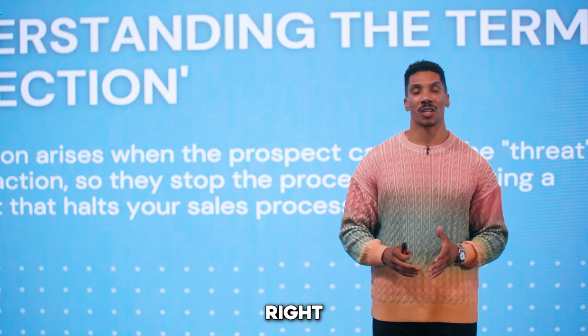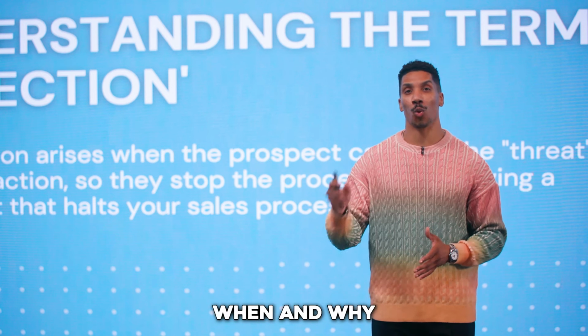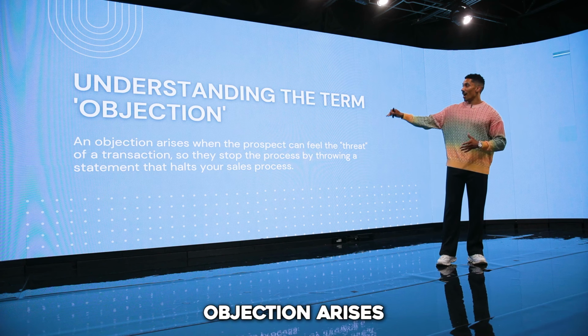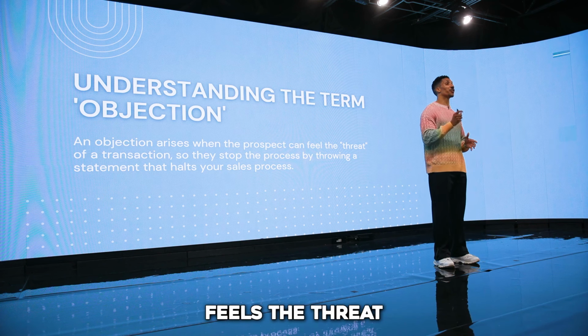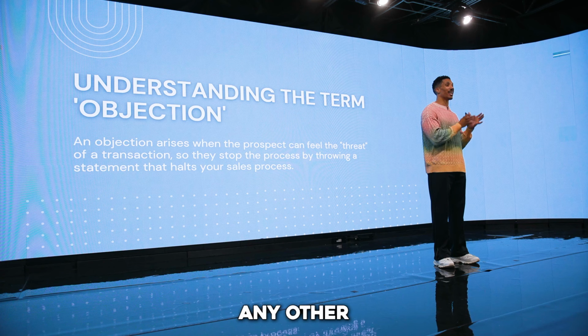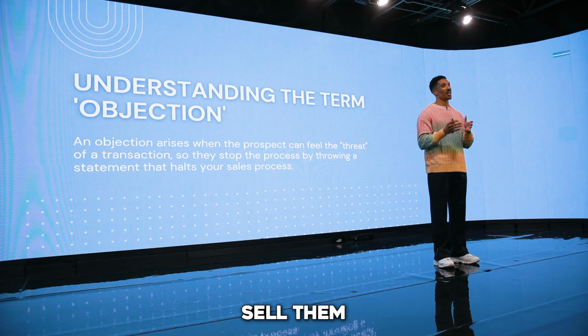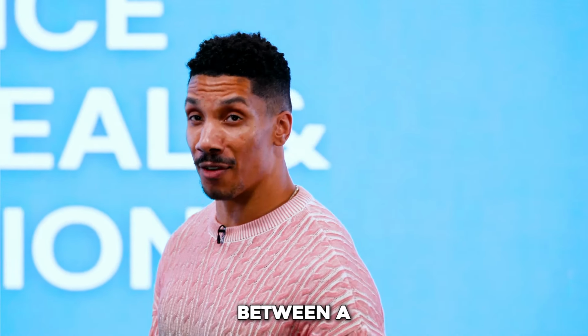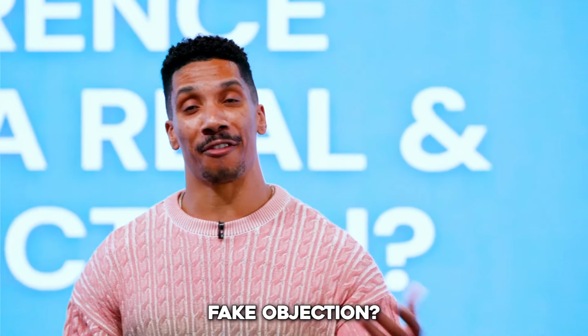What is an objection, right? Let's take a look at the root of the term on when and why we actually get these in our sales process. So an objection arises when the prospect feels the threat of a transaction, or if we say or do something that triggers them, that makes them think or feel like we're like any other salesperson just trying to sell them something. But also, we get fake objections, so how can we actually tell the difference between a real objection and a fake objection?